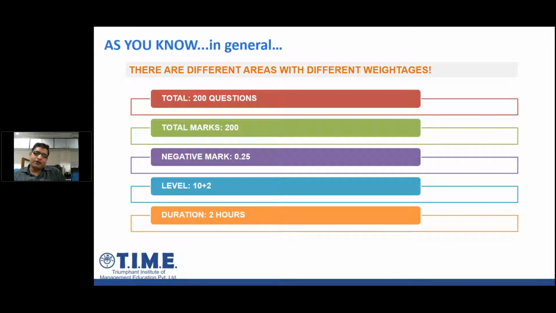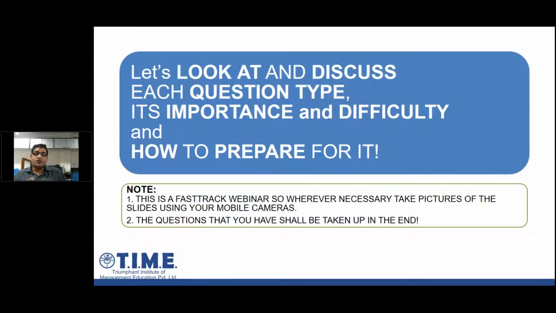The level in general for SSC Tier 2 English is 10+2, which means in general much easier than most graduate level exams, and the duration is 2 hours. So let's dig deeper. Let's look at and discuss each question type, its importance and difficulty, and how to prepare for the same. A small note before I continue: this is a fast track webinar.